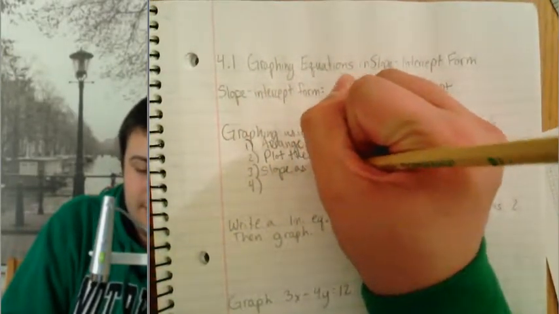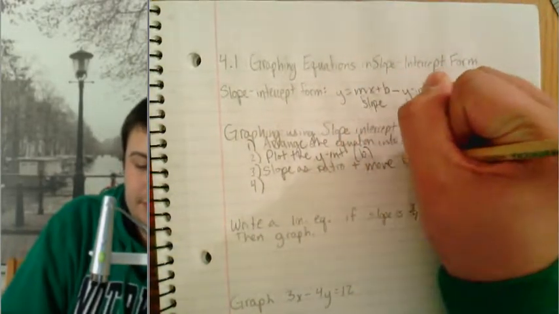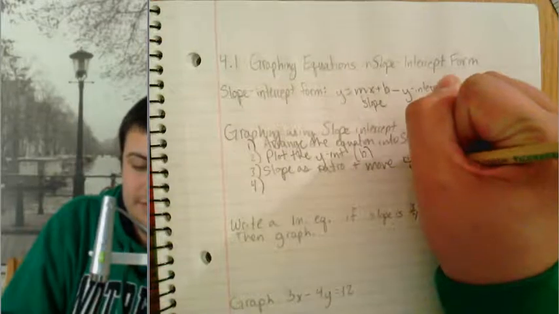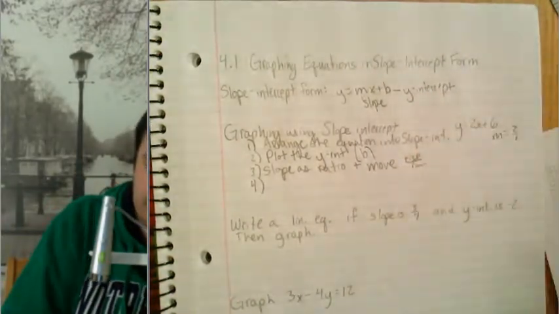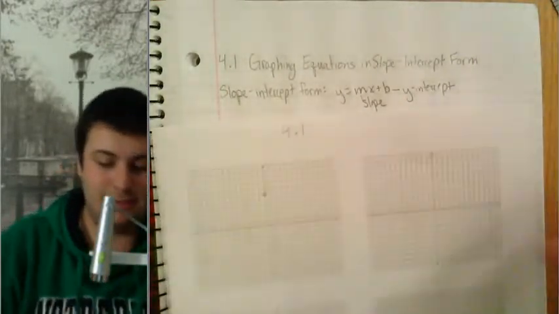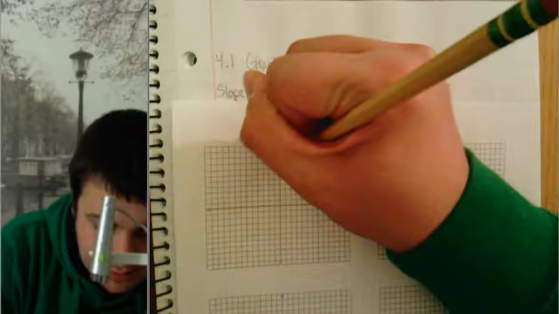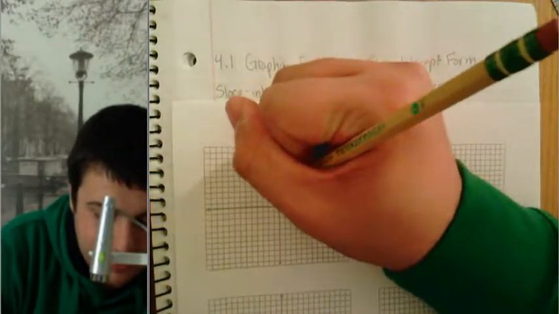Step 3, we take the slope as a ratio and move, rise over run. So here our slope is 2 over 1. So I'm going to move rise 2, run 1, and keep going. Or I could fall 2 and go back 1 all the way through here. Plot a couple of them.